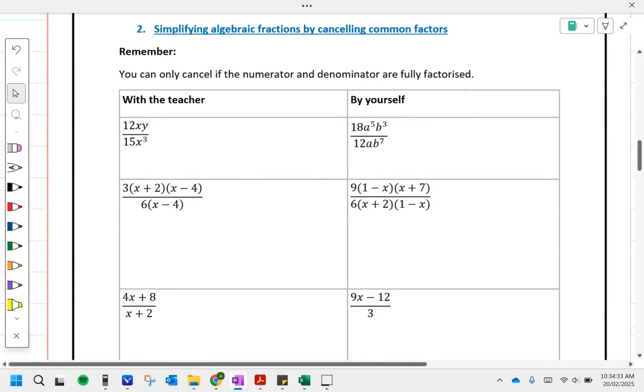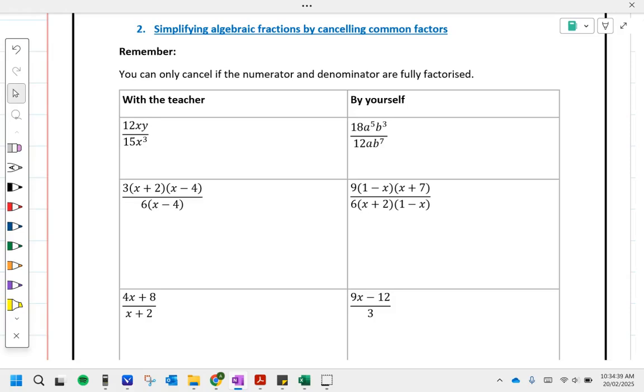So, please remember, you can only cancel if the numerator and the denominator are fully factorized, which means if it's not, we need to ask ourselves, can we factorize it? Can we put it in brackets? It's the highest common factor that we can put at the front. So, let's have a look at this question here.